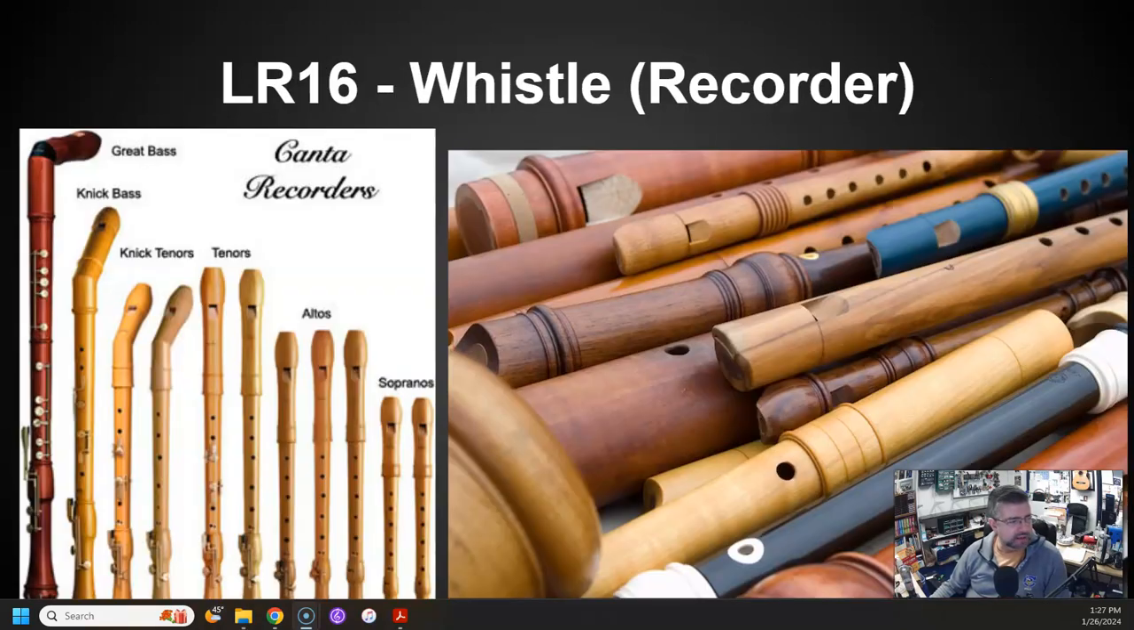First one we're going to look at is the recorder. Many of you have played these in middle school or in elementary school and drove your parents and neighbors crazy. It is an instrument that originated in the medieval era. It's been around for a very long time.